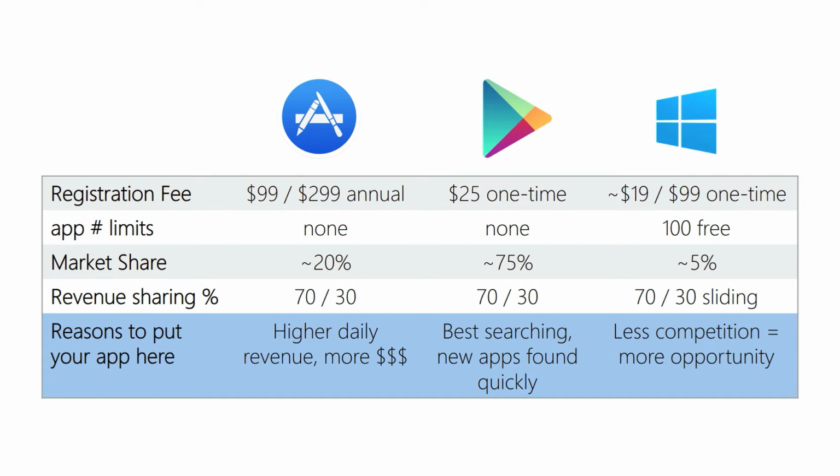And there's some other interesting numbers here as well. Both the iOS App Store and the Google Play Store have no limits on the number of apps you can publish. For Windows, you're limited to 100 free applications, but there's no limits on paid applications. And you can see the market share numbers here as well. Although Google Play has a much larger share than iOS, there's actually more money, typically more revenue generated on the iOS App Store. Windows is a bit smaller, and they have a smaller market share, but again, could be seen as an opportunity.